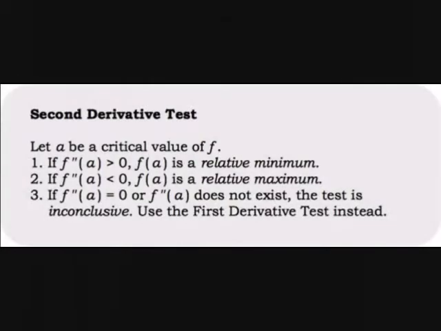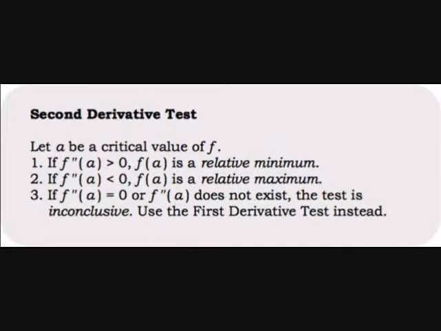Here are the guidelines. So the second derivative test. Let a be a critical value of f. If f double prime of a is greater than 0, f of a is a relative minimum. If f double prime of a is less than 0, f of a is a relative maximum. If f double prime of a is equal to 0, or f double prime of a does not exist, then the test is inconclusive. So that's when we use the first derivative test again.